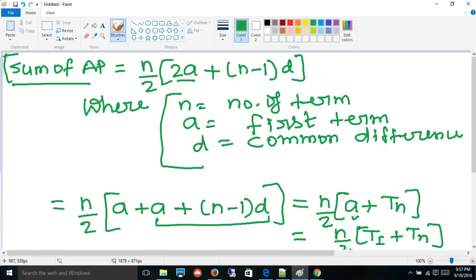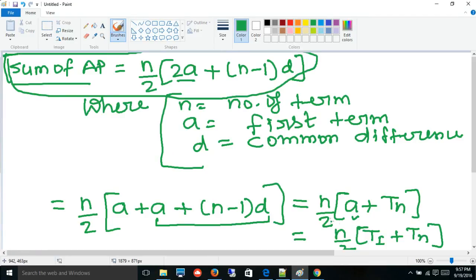Okay, so this is also one formula. Summation of series is n by 2 (t1 plus tn). So this is also one formula which we can use. Now we got to know this is one formula, and this is another formula.